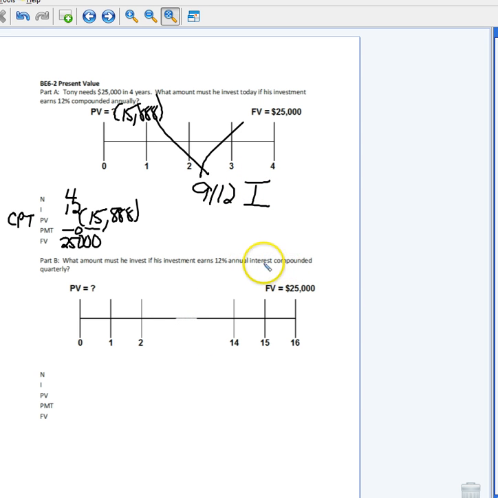Now, what if it's the same thing, but it's compounded quarterly? Well, if it's compounded quarterly, 4 years would be 16 quarterly periods. An interest rate of 12%, what would be the quarterly interest rate? We'll divide by 4 and you'll get 3. And then just enter in the rest of the information, and we want to compute present value. So here's the question, is this present value going to be larger or smaller? Well, let's go see.